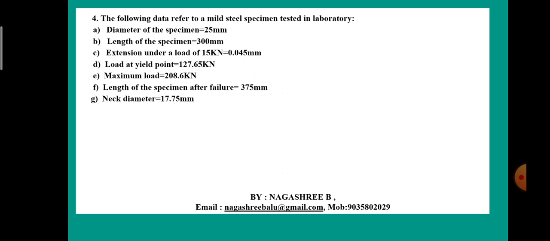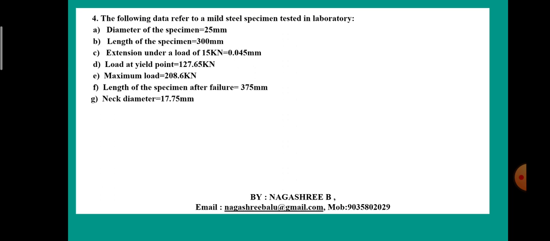The following data refer to a mild steel specimen tested in the laboratory. They have taken a mild steel specimen and tested it in the laboratory under a universal testing machine. The initial diameter was found to be 25 mm and the initial length was found to be 300 mm. These dimensions, 25 and 300 mm, were before the application of the load. The extension under the load of 15 kilonewton was found to be 0.045 mm.